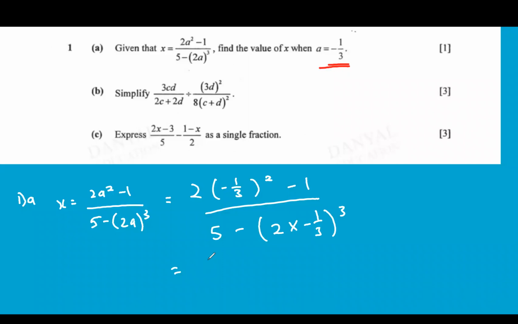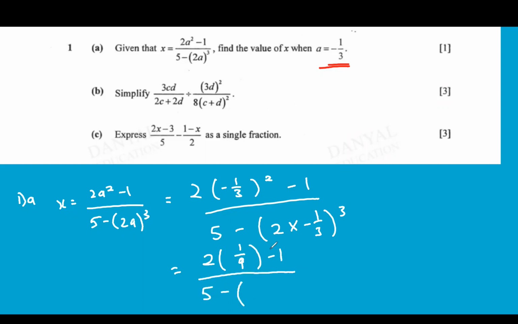So in this case, inside the bracket here is negative 1/3 times negative 1/3. Do note that when we have negative multiplied by negative, we will have a positive answer. So 1 times 1 on top gives 1, and 3 times 3 at the bottom gives 9, and then minus 1, and then 5 here.